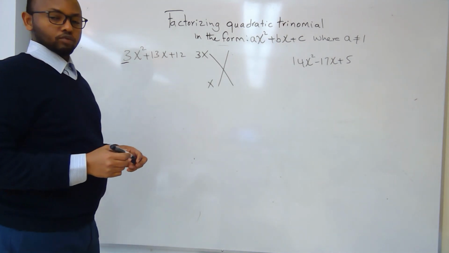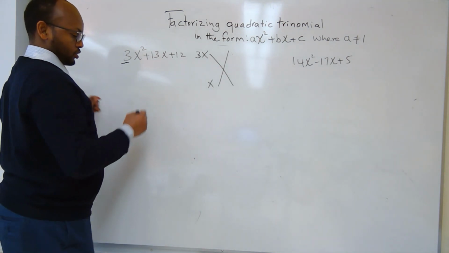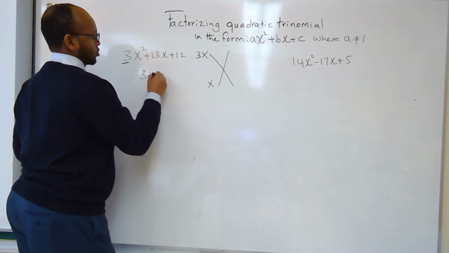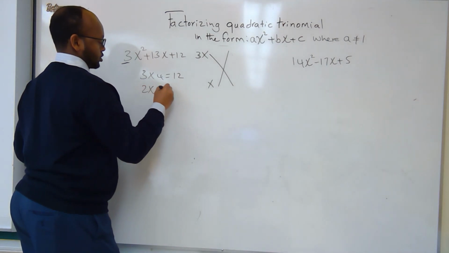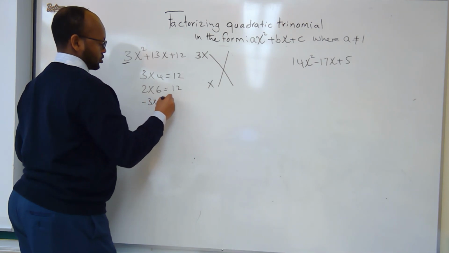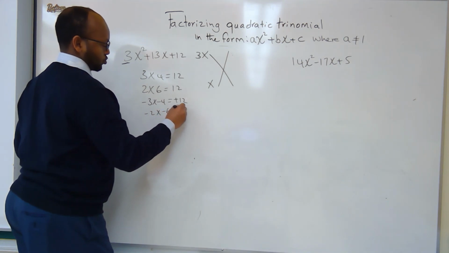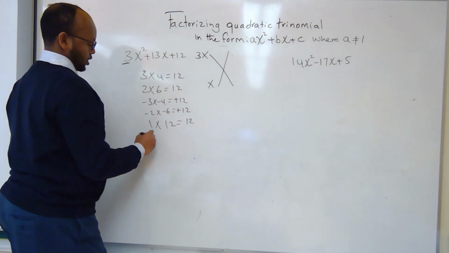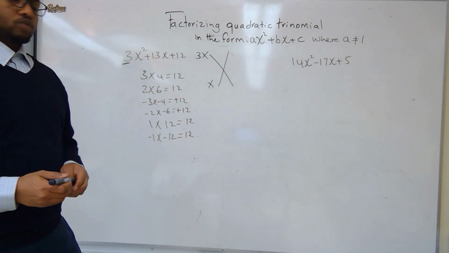Then what will that be? 12 times 3 is 36, right? So you need to get numbers that will give you 12. 3 times 4 is 12, positive. 2 times 6 is 12. And negative 3 times negative 4 is positive 12. Negative 2 times negative 6 will be positive 12. 1 times 12 will be 12 also. And negative 1 times negative 12 will be positive 12. All these will give you 12.